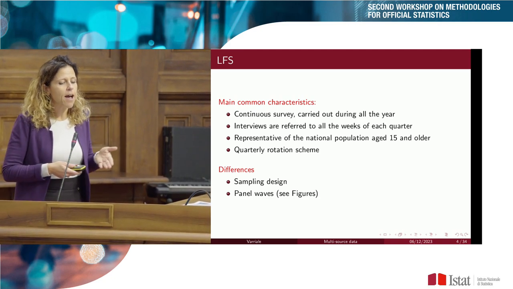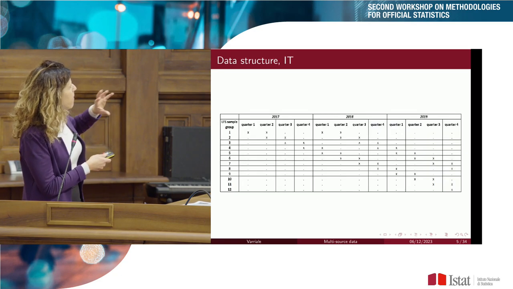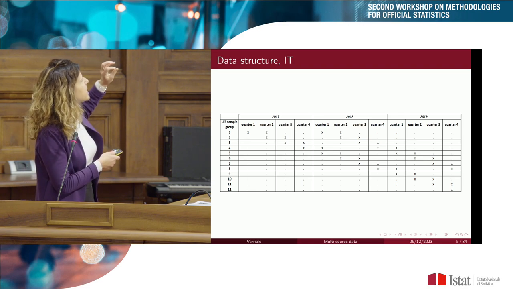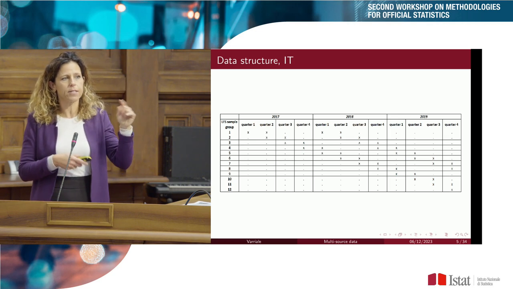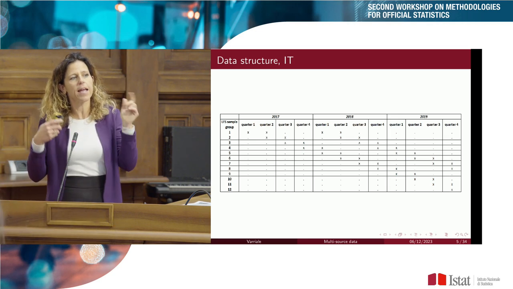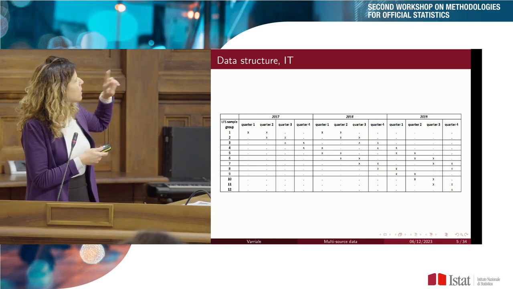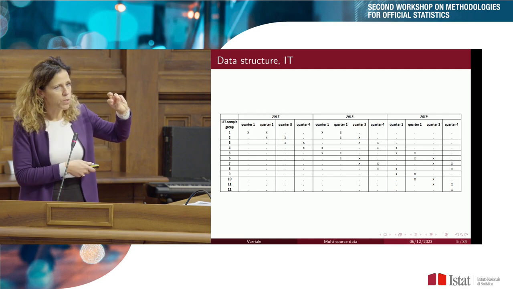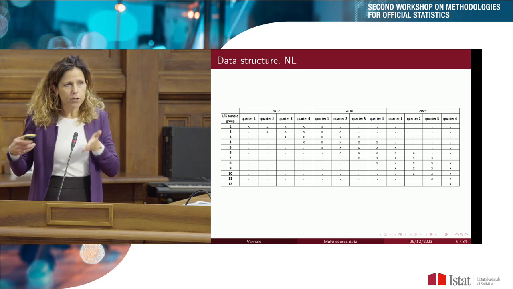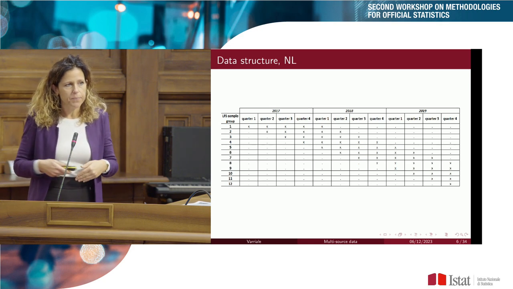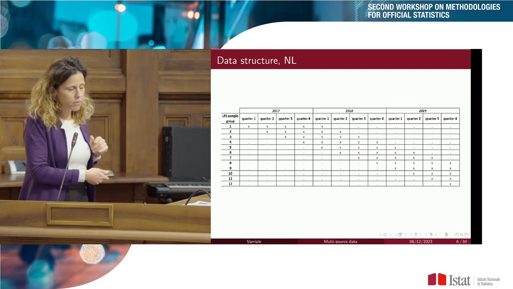The differences are in the sampling design and in the panel weights. Here we can see the panel weights. So actually what happens in Italy is that a potential respondent is interviewed in two quarters, then is not interviewed for other two quarters, and then it is interviewed again for other two quarters. So we have two observations, two missing and two observations, at least potentially. In the Netherlands instead, we have five continuative waves. So a potential interview is carried out for five time points, five quarters.